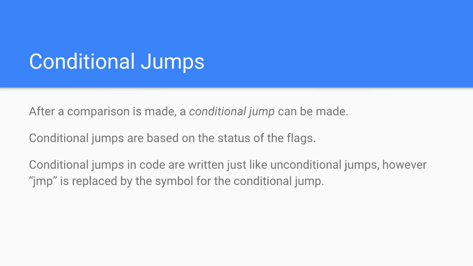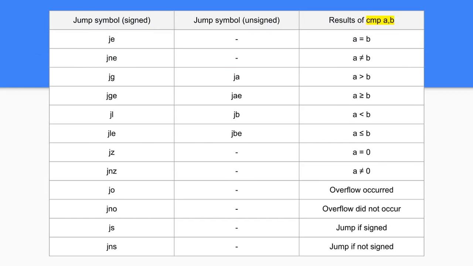After a comparison is made, a conditional jump can be made. Conditional jumps are based on the status of the flags. So remember how I said when you run the comparison, it changes the value of the flags. Since the conditional jumps are based on the values of the flags, you can run a conditional jump right after a comparison. Conditional jumps are written just like unconditional jumps. However, JMP is replaced by the symbol for the conditional jump. Now here's all these jump symbols.